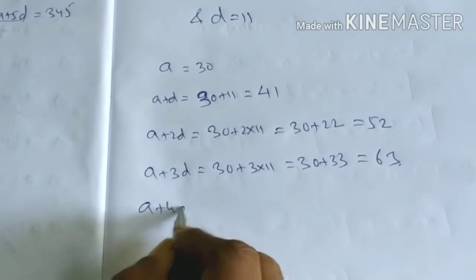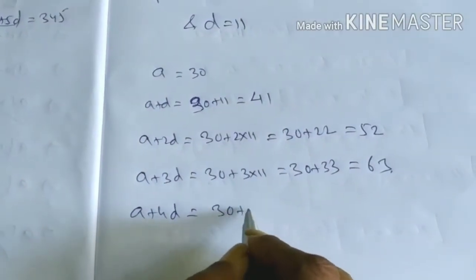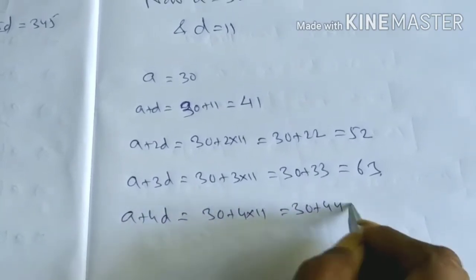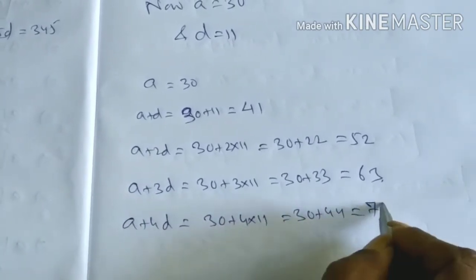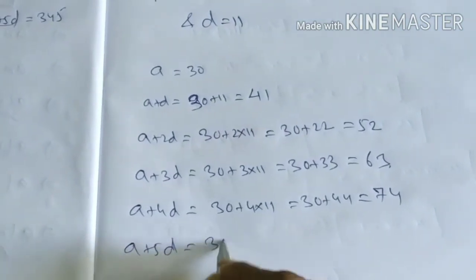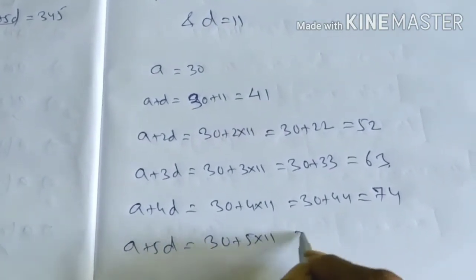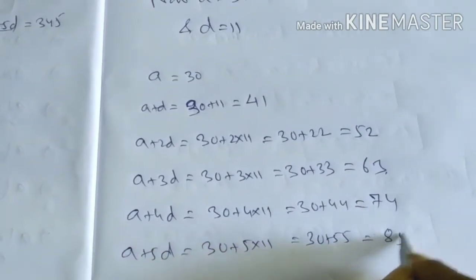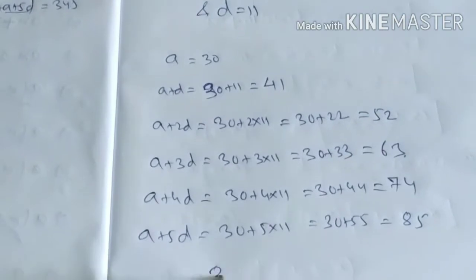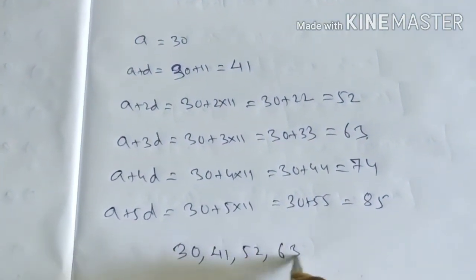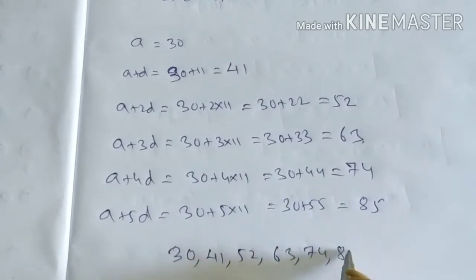A plus 4D, 30 plus 4 into 11, 30 plus 44, that is 74. And A plus 5D, that is 30 plus 5 into 11, 30 plus 55, that is 85. The answer is 30, 41, 52, 63, 74, 85.